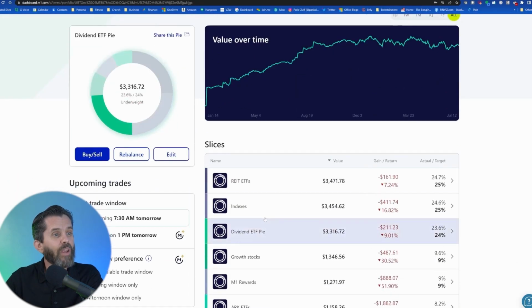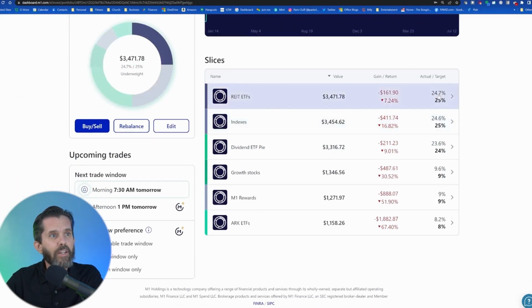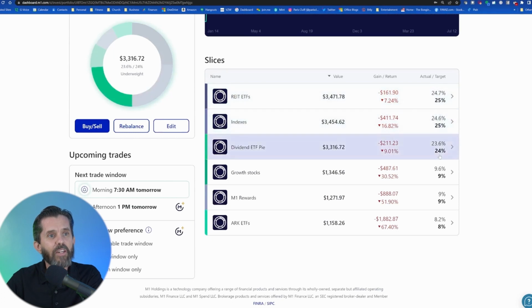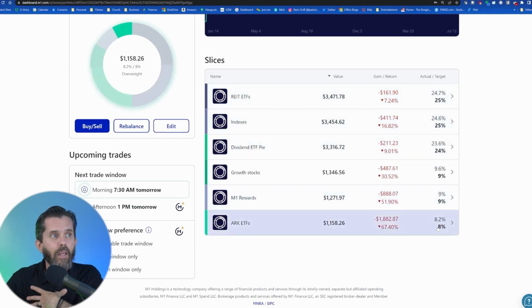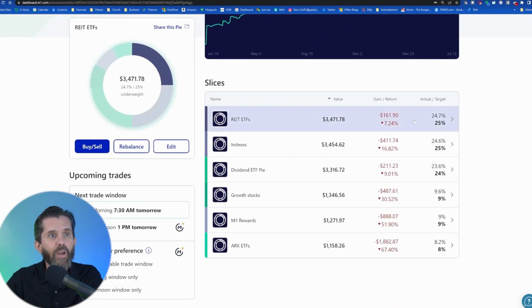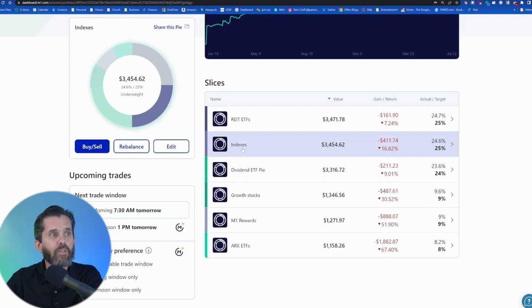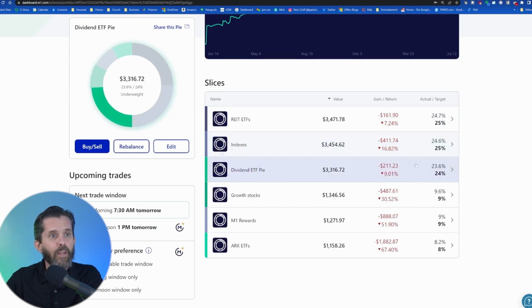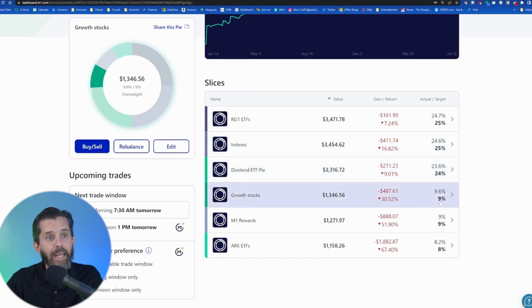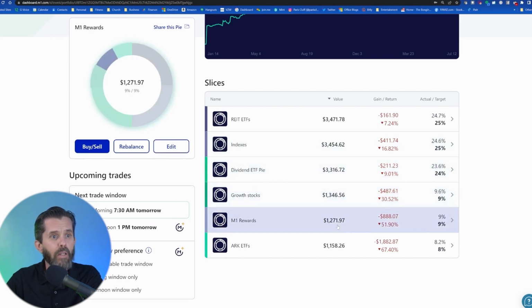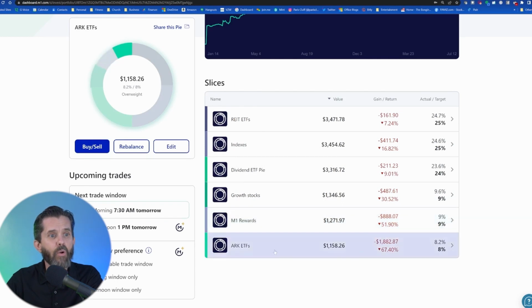Anyways, so if you look over here, you'll see a percentage. Each one of these percentages is a percentage that I set. So every dollar that goes into this portfolio, 25 cents goes into my REIT ETFs, 25 cents goes into my index funds, 24 cents goes into my dividend ETF fund or pie, 9 cents goes into my growth stocks, 9 cents goes into my M1 rewards, and 8 cents goes into my ARK ETFs.